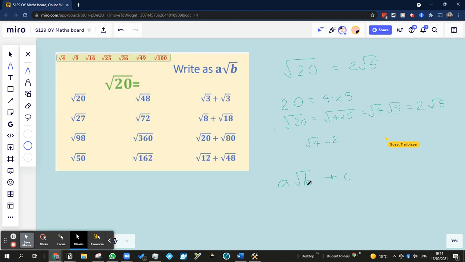Now, the square root of b is an irrational number. An irrational number means it has multiple decimal places, and it doesn't repeat. There's no pattern. So for example, the square root of 5 is an irrational number, and if you look in your calculator, it's 2.2366067977. And if you looked at more decimal places, it would carry on and on forever. It's irrational. It doesn't repeat itself. It doesn't stop.